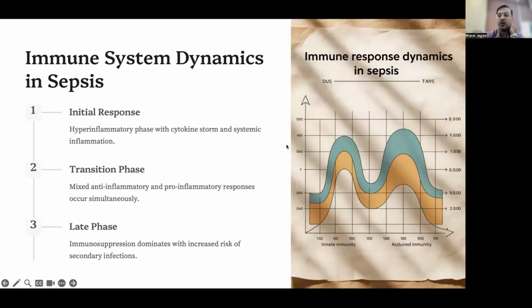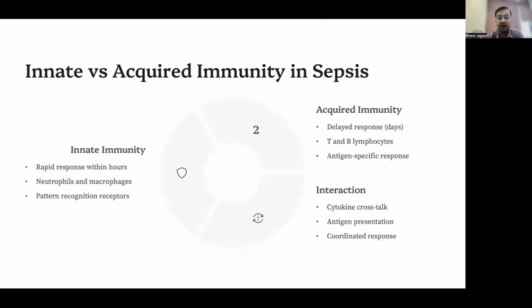So before we talk about how it acts and what the various studies are saying about this, we need to understand how the immune system dynamics work in sepsis. We have the pro-inflammatory and the anti-inflammatory response of the system. There's an initial hyperinflammatory phase with cytokine storm and systemic inflammation, followed by the transition phase, which is a mix of anti-inflammatory and pro-inflammatory response occurring simultaneously. In the late phase, immunosuppression dominates with increased risk of secondary infections. The initial response is the innate immunity versus the late response, which is acquired immunity in sepsis.